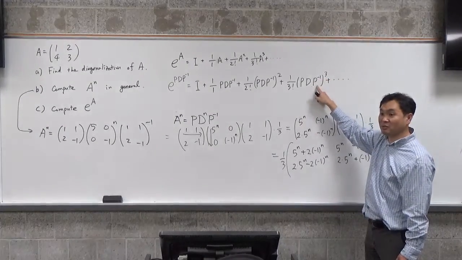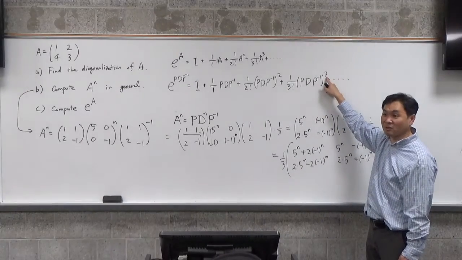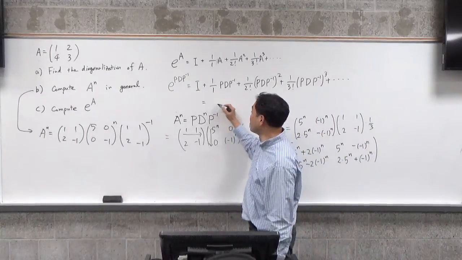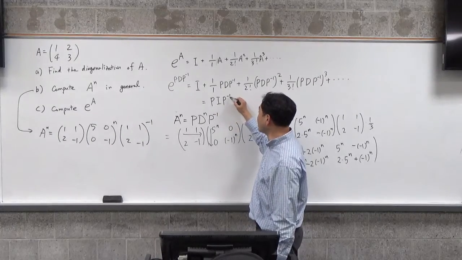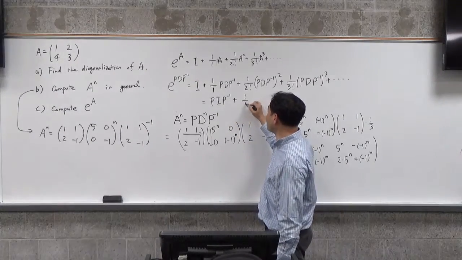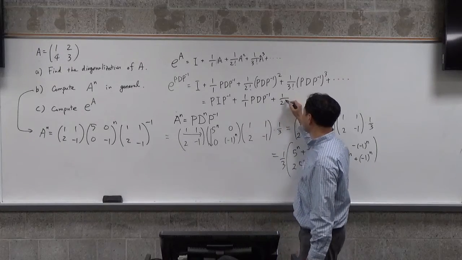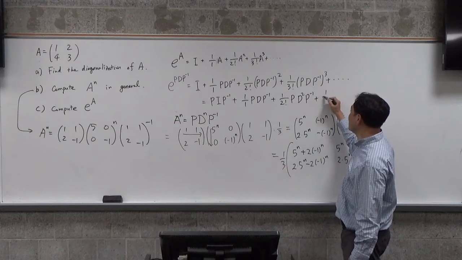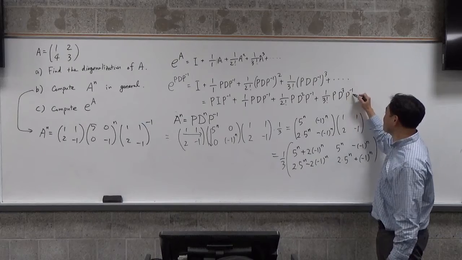This is a conjugate, isn't it? Right? If you have a conjugate, what can you do with the exponent outside? It goes to the D. Yeah, it goes to D. So now you can even put I as P P inverse. 1 over 1 P D P inverse, 1 over 2 factorial P D squared P inverse, 1 over 3 factorial P D cubed P inverse.